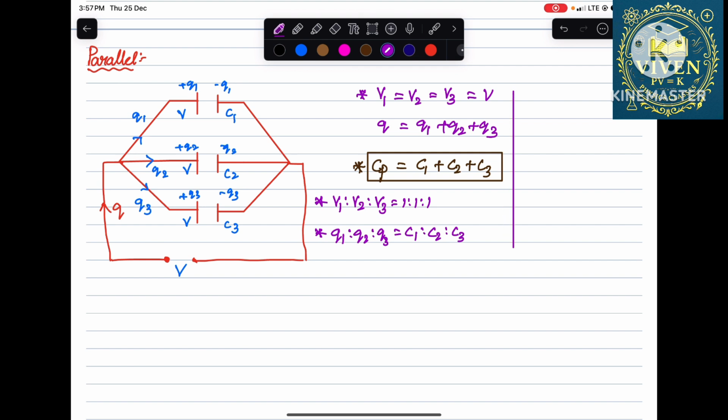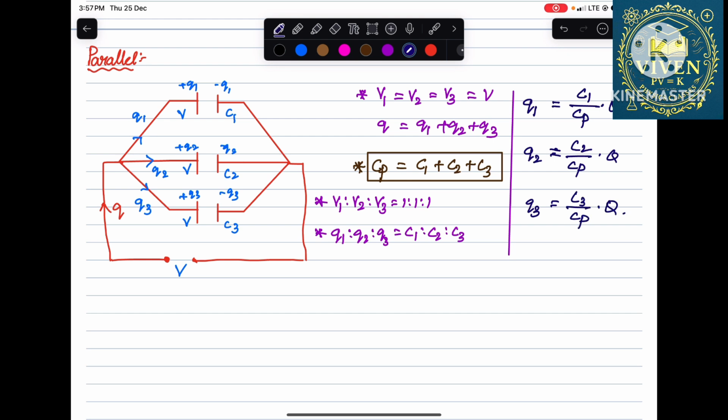So the charges present on the individual capacitances, the formula is written as, just make a note: Q1 is equal to C1 by Cp into Q. Similarly Q2 is equal to C2 by Cp into Q. Q is the total charge. Similarly Q3 is equal to C3 by Cp into Q. Done. So you can use this formula and easily find the effective capacitance also. Clear?